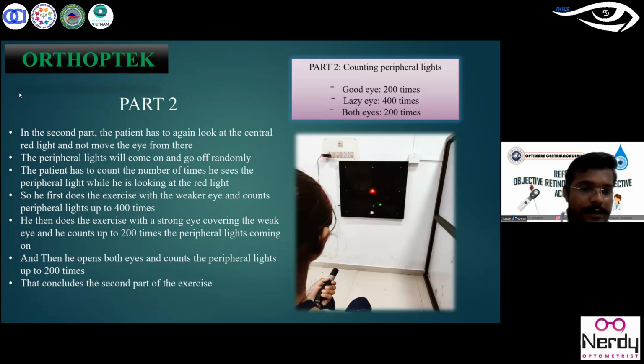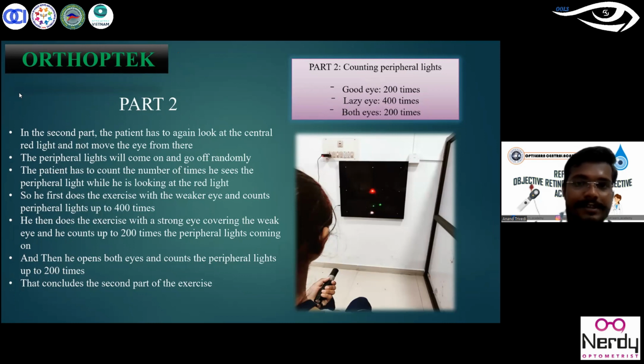times. He then does the exercise with the strong eye, covering the weak eye, and counts up to 200 times the peripheral lights coming on, and then he opens both eyes and counts the peripheral lights up to 200 times. That concludes the second part of the exercise.